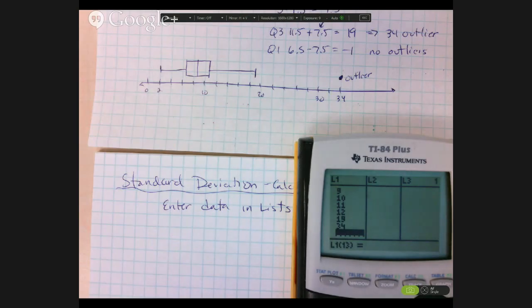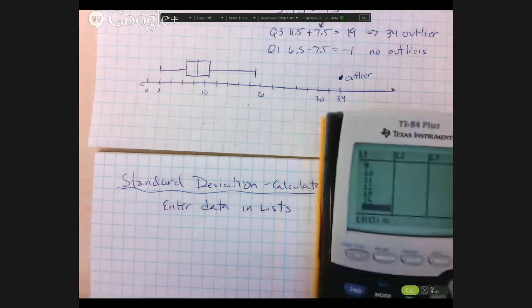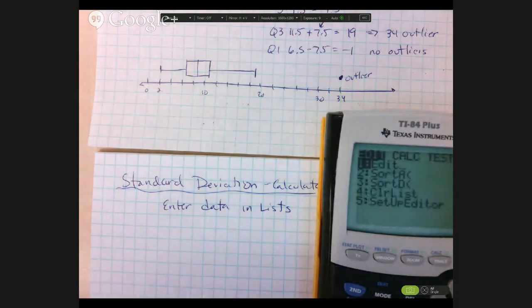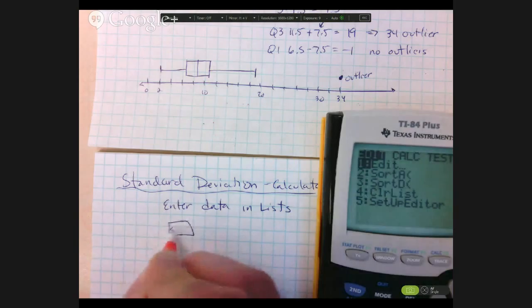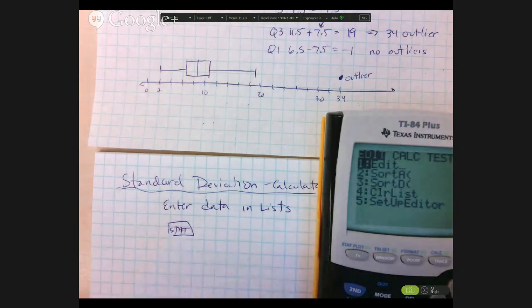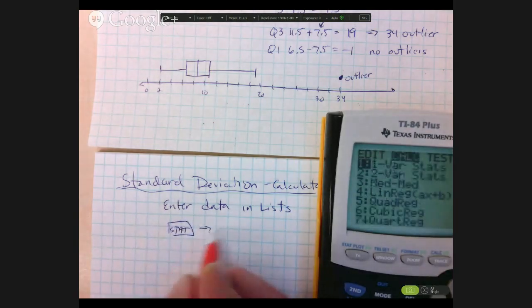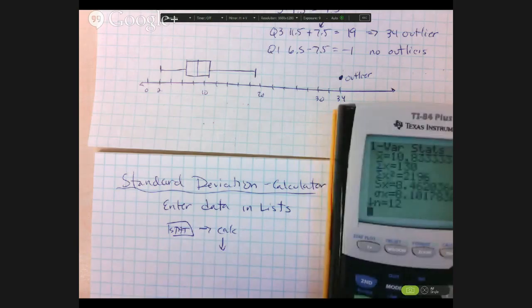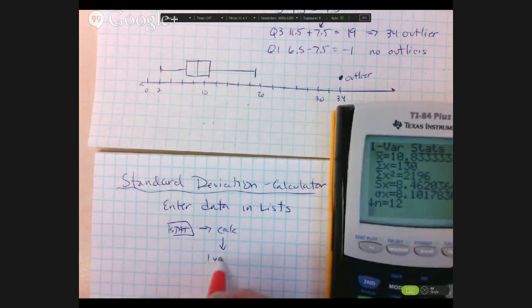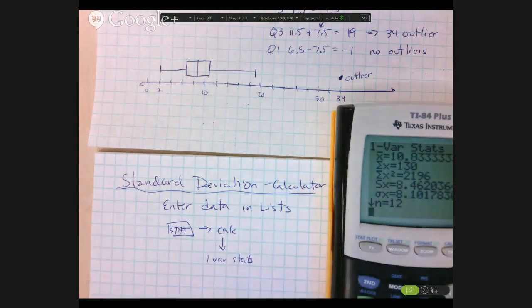All right. So we got our data in. Yes? No? Yeah? Okay. Go to Stat. Calc. What's the next one? One variable stats. No. Okay, which one is it?